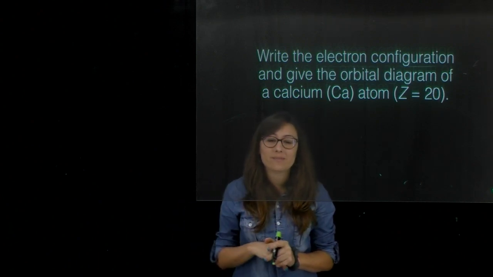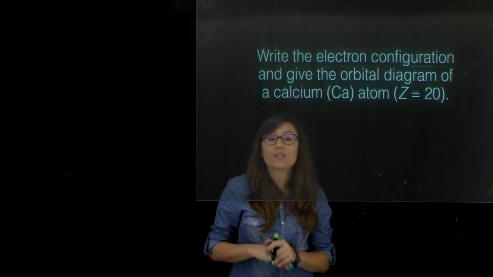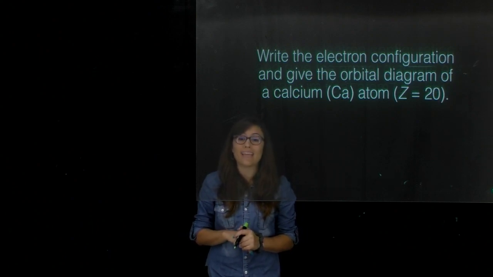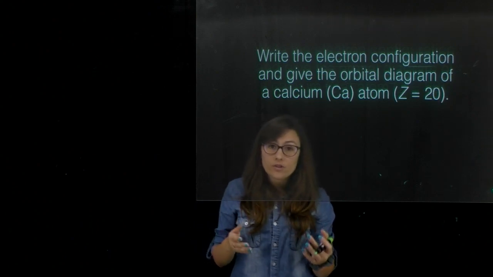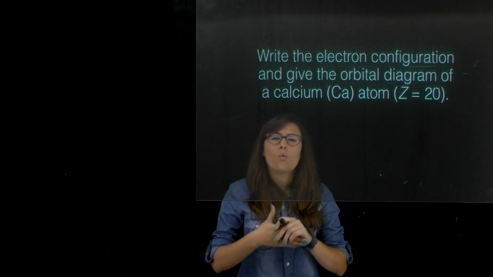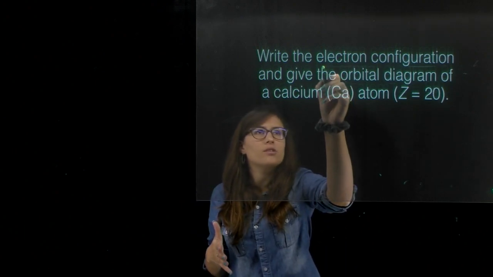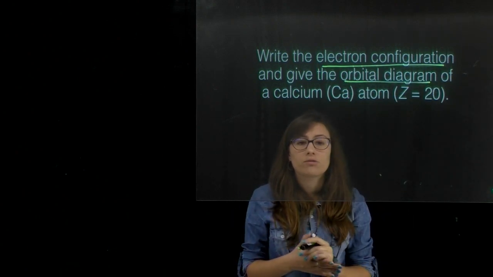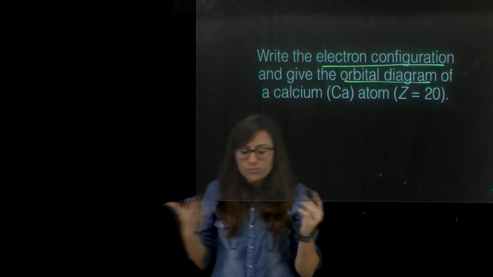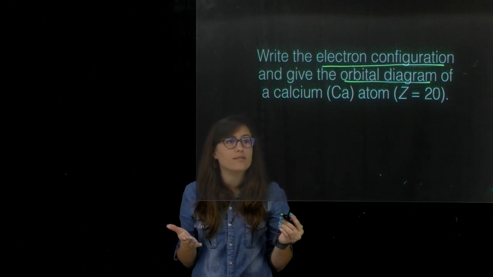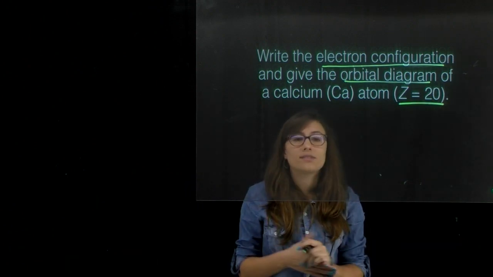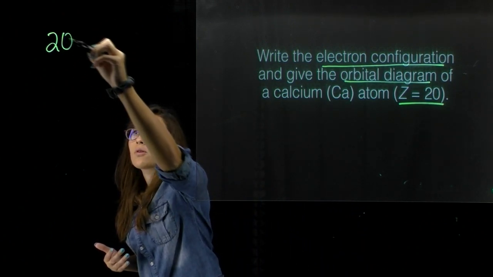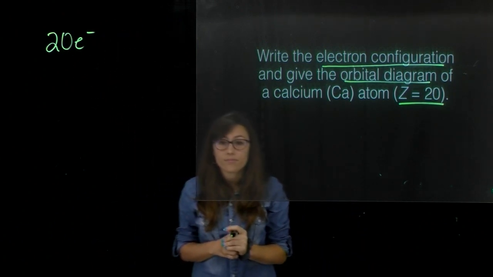Hello, so today we're going to be answering the following question. Write the electron configuration and give the orbital diagram of a calcium atom. So the first thing we want to do is ask ourselves, what is the question asking? It's asking us to write the electron configuration and to draw the orbital diagram along with it. They tell us that we're looking for a calcium atom, and that Z is equal to 20. So we know we have 20 electrons that we're going to have to distribute.